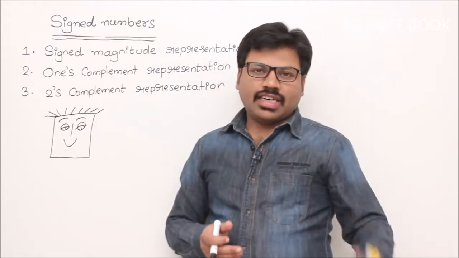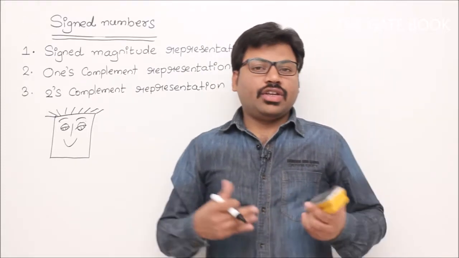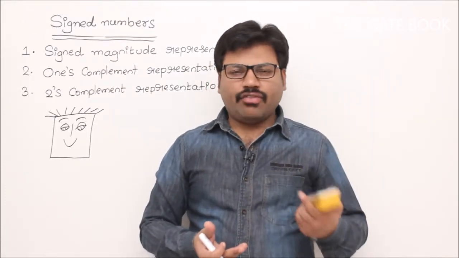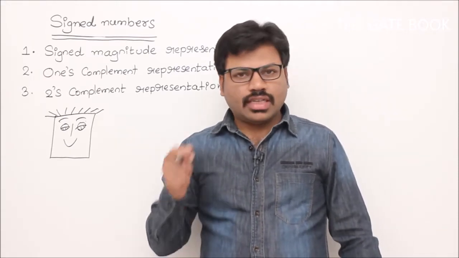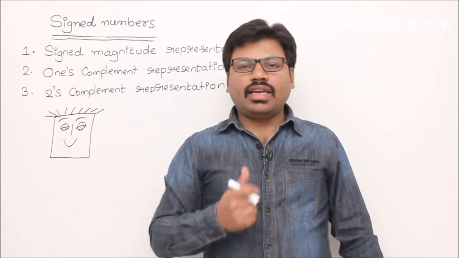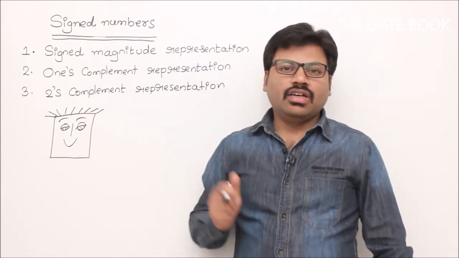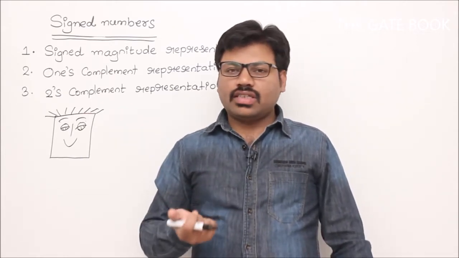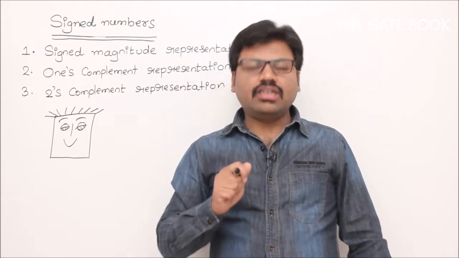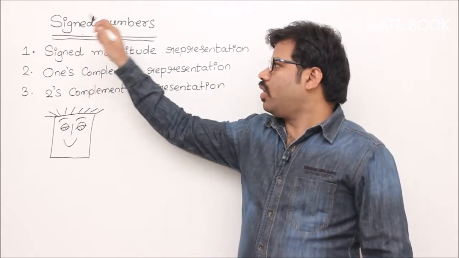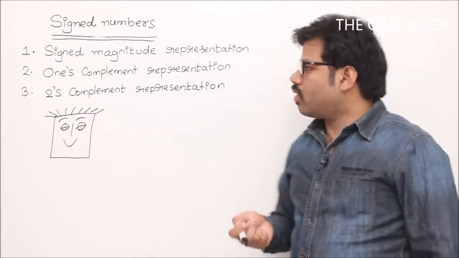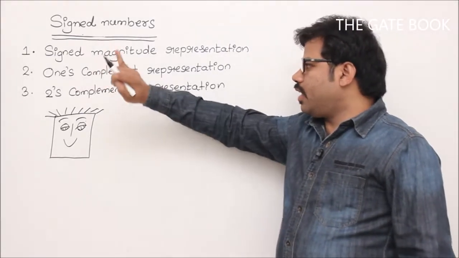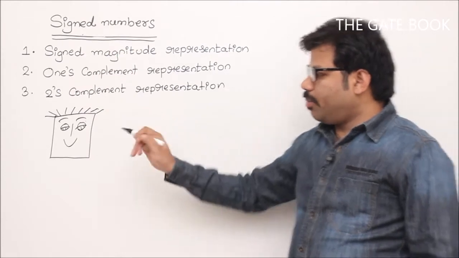So far we have seen unsigned numbers and their representations, right? We can use decimal, octal, hexadecimal, everything. But generally we prefer binary representations because your computer is designed in such a way that it can understand binary numbers clearly. But the problem is we have not discussed how to represent negative numbers, isn't it? So that's why we have to talk about how to represent signed numbers. Signed numbers means positive, negative, both. For that we use sign magnitude, ones complement, and twos complement representations.